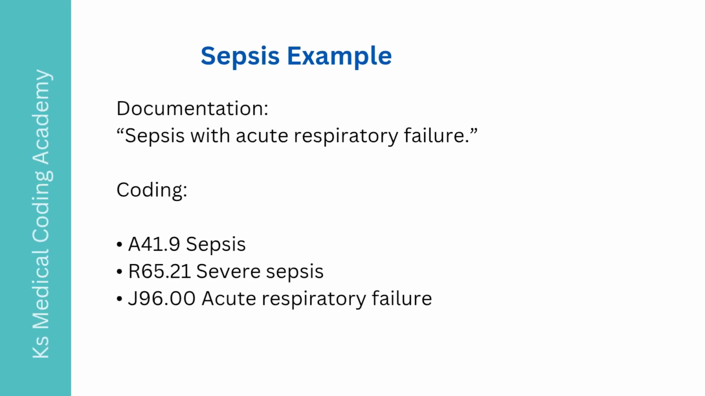Sepsis example. In this example, the provider documents sepsis with acute respiratory failure. The correct coding is A41.9 for sepsis, R65.21 for severe sepsis, and J96.00 for acute respiratory failure.